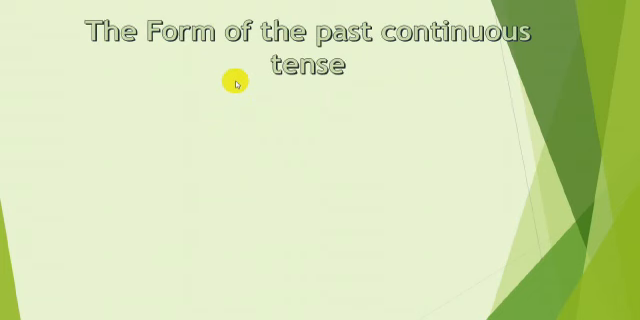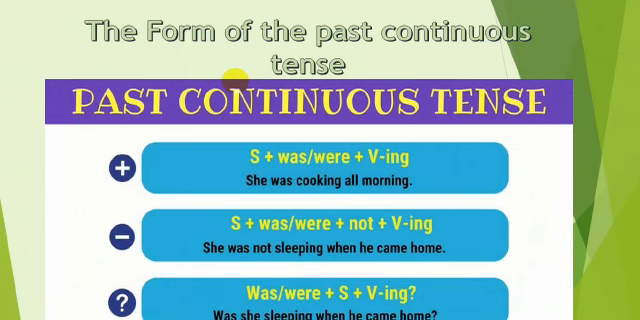The form of the past continuous tense. What's the form of it? You can guess. In the sentences I was saying was working, were playing. So let us check the past continuous form together. In the affirmative sentences, I use the subject plus was or were plus the verb plus ing. So it's going to be like, she was cooking all morning. That's how it goes in the affirmative sentences in the past continuous tense.